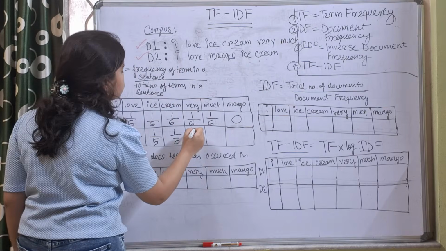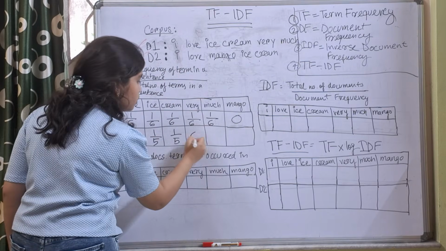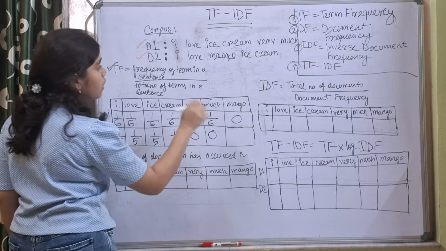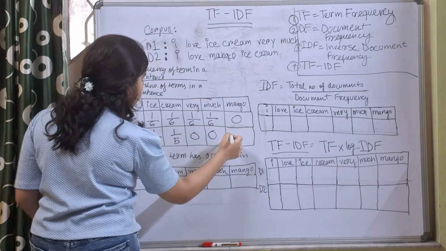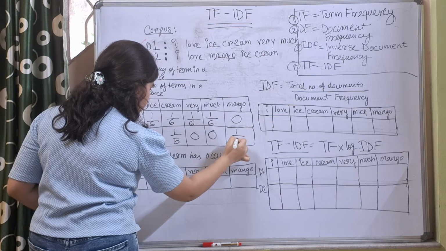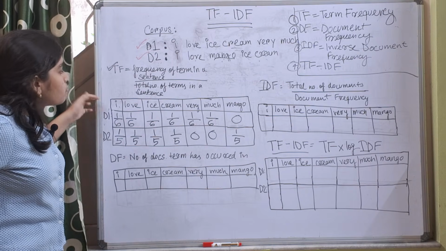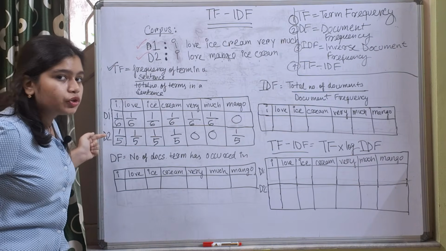Very does not occur, so 0 by 5, which will be 0. Much also will be 0. Mango we have 1 time, so it will be 1 by 5. This is the term frequency of all the words in the respective documents.